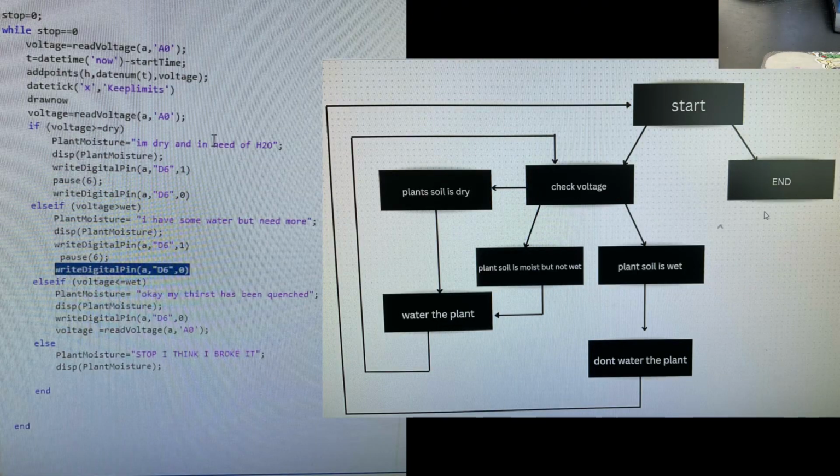For my second learning objective, I used conditional statements such as if and else statements to determine whether the plant needed water or not. As you see on the right side, the flow chart given is a briefly described process of how this works. For example, when the system starts, it will check the voltage of the moisture meter. Once it checks the voltage of the moisture meter, it decides whether the plant soil is dry, moist, or wet. If the plant soil is dry, then it waters the plants. If it's moist, it waters the plants. If it's wet, then it doesn't water the plant. And the loop goes on and on.